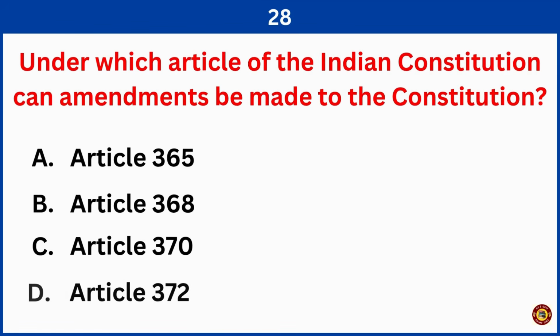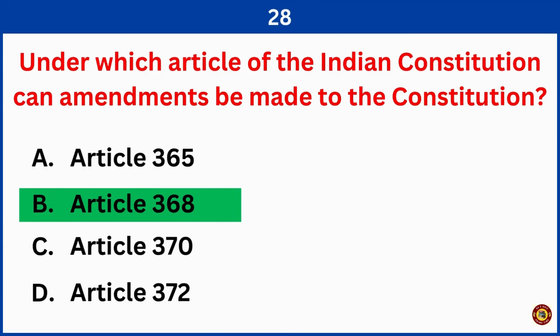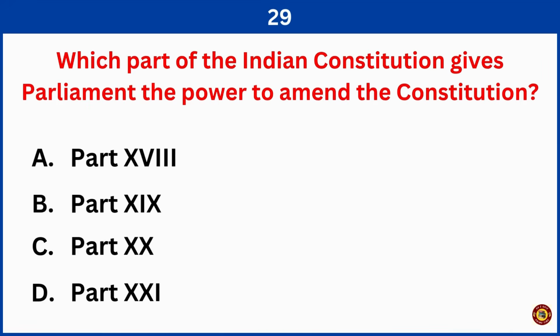Under which article of the Indian Constitution can amendments be made to the Constitution? Correct answer is option B, Article 368. Which part of the Indian Constitution gives Parliament the power to amend the Constitution? Right answer is option C, Part 20.